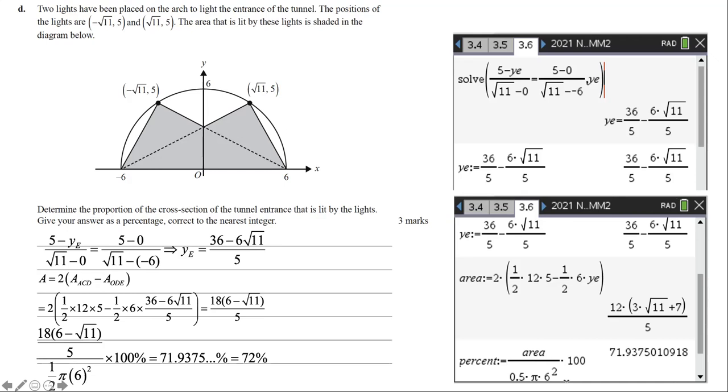Rounded to the nearest integer, it should be 72%, okay? In this question, we have two important special shapes. One is to do with a circle, a semicircle. Another part is to do with triangles. So using anti-differentiation here for the area between curves will not be recommended.